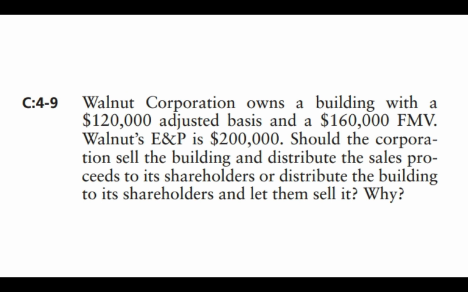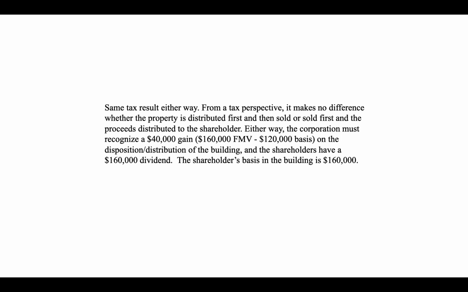Well, when they distribute an asset out to the corporation and the asset is not cash, so a non-cash property, they have to pretend like they sold it on the date of distribution. And if they pretend like they sold it, they pretend like they sold it for fair market value. So the answer is it doesn't matter, right? If we pretend like I sell it for fair market value, then I'm going to have to recognize that gain anyway, and I'm going to reduce earnings and profits by the distribution. If I actually sell it, then I have to actually recognize the gain and still reduce earnings and profits by the distribution. So it doesn't matter. Same tax result either way. From a tax perspective, it makes no difference.